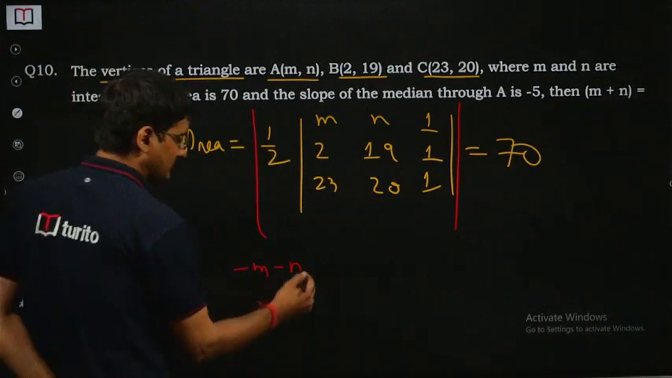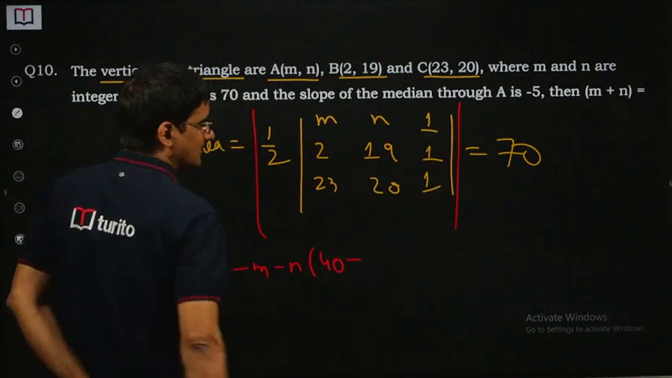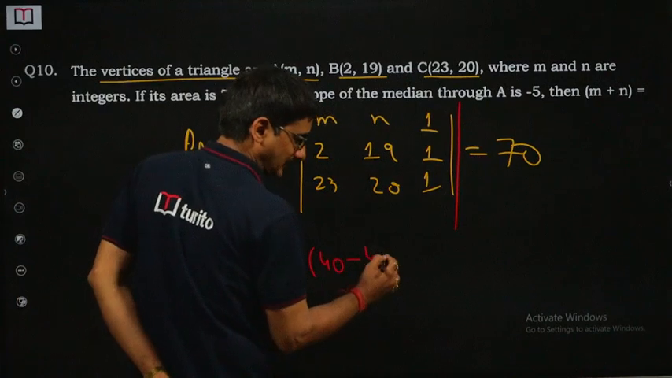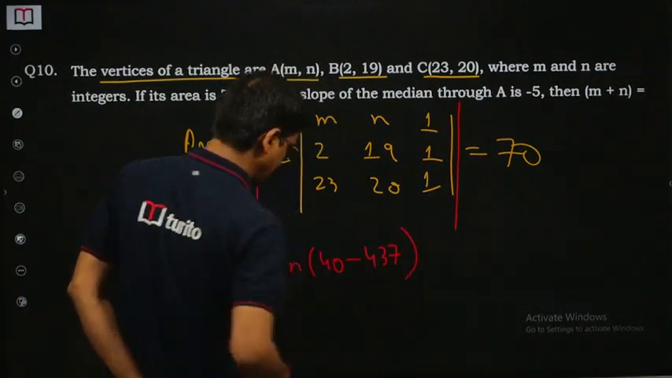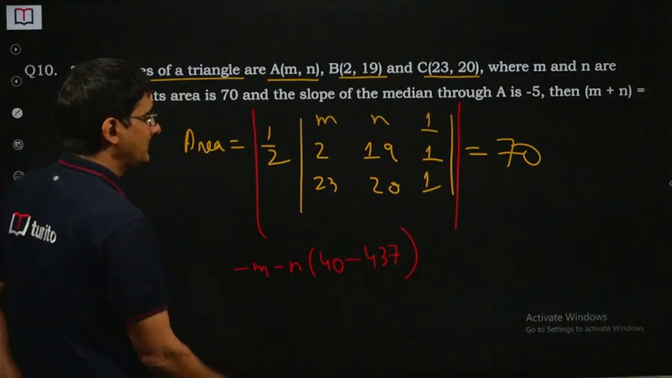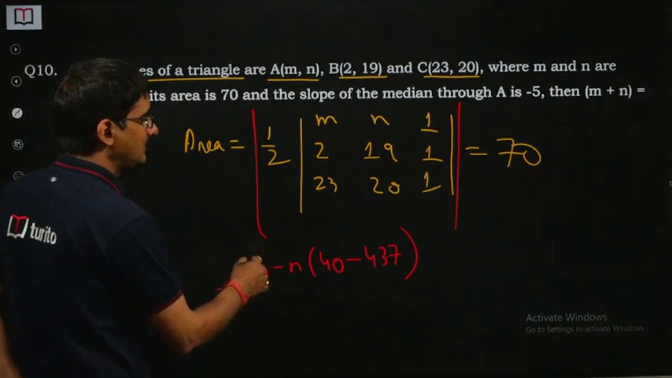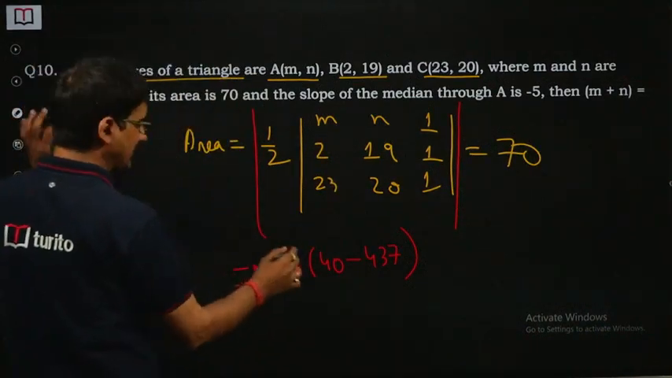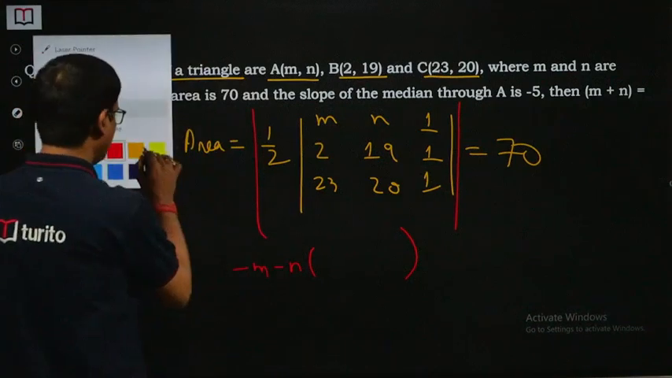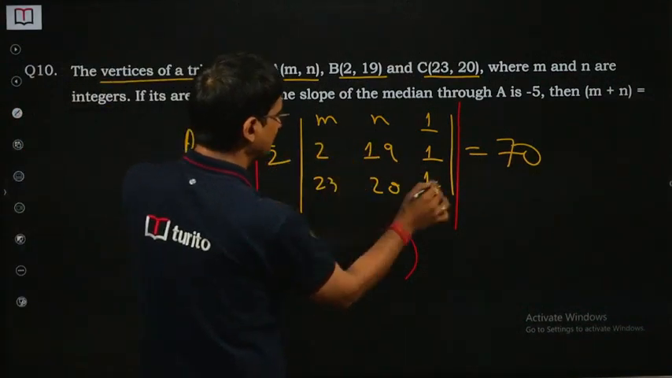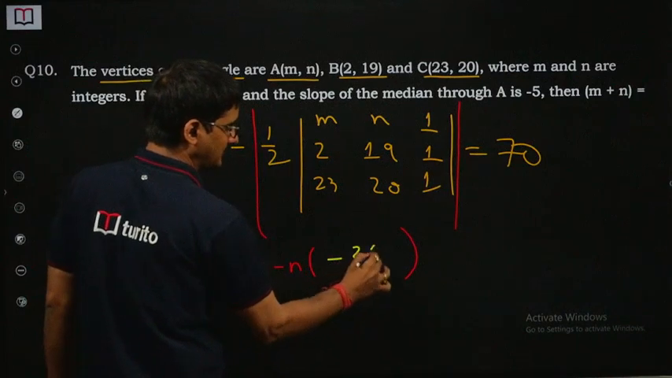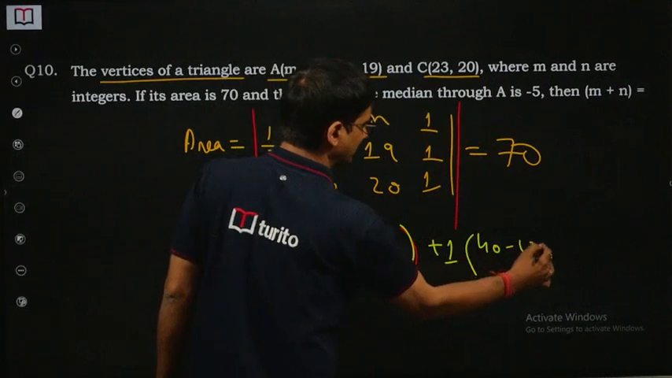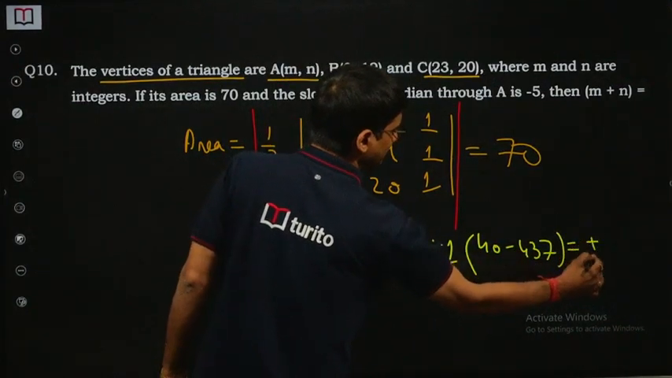I'm sorry, it will be a big number. 23 into 460 and then 4, if I'm not wrong 437, isn't that? And then with 1, okay, sorry, with n at least it's not that big a number, right? With n it will be 2 minus 23 is minus 21, and with 1 it will be 40 minus 437, and this is equal to plus minus 140.